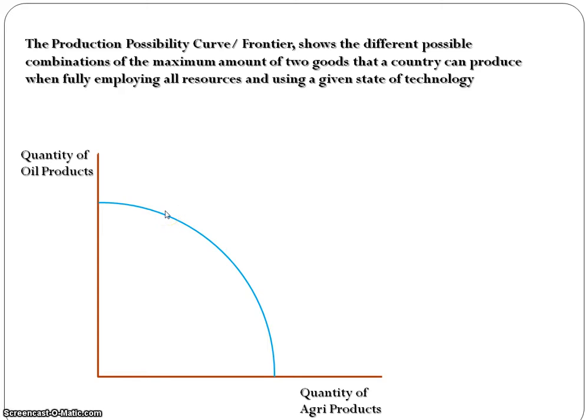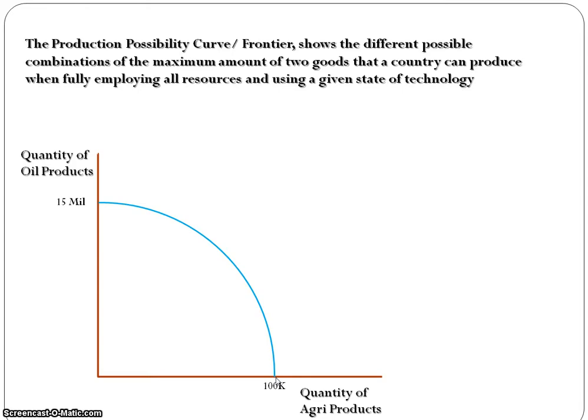Now this curve is drawn based upon the resources that a country has available, and what we are saying is that if we were to invest all of the country's resources into oil products, the maximum you can get would be 15 million units. So 15 million units can be produced if you use all of the country's resources into oil products, and what it means is that you're going to have zero agri products. On the other hand, if you were to invest all of the resources into the agri products, you would have 100,000 units, but you would only be able to produce 0 units of your oil products.